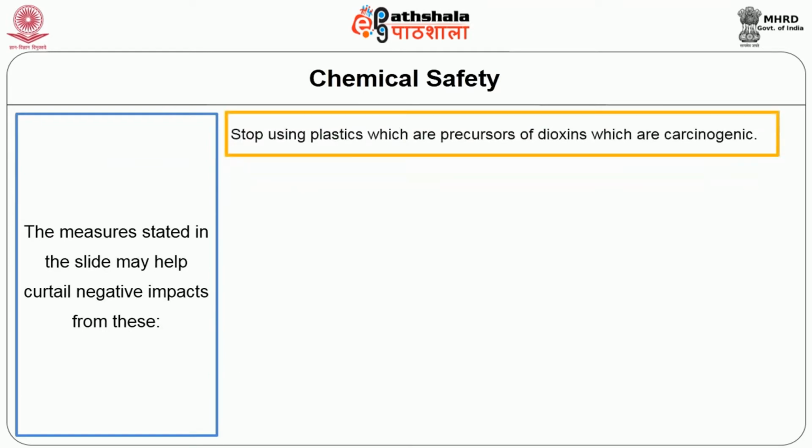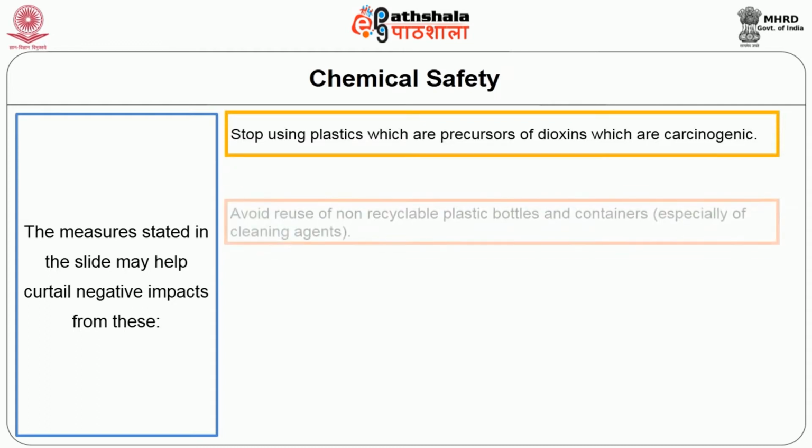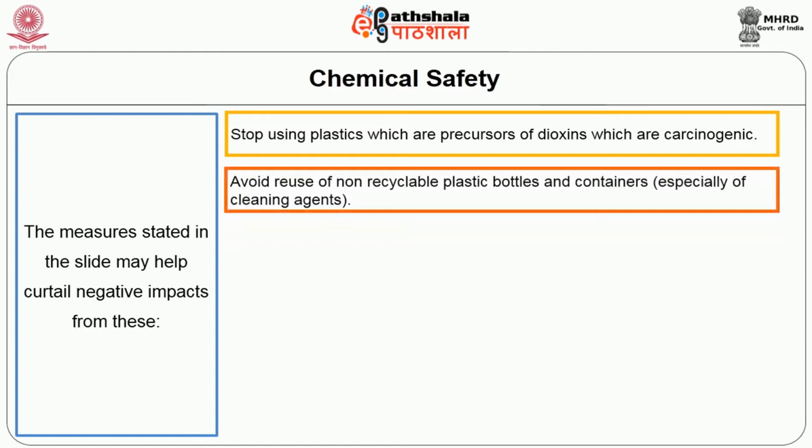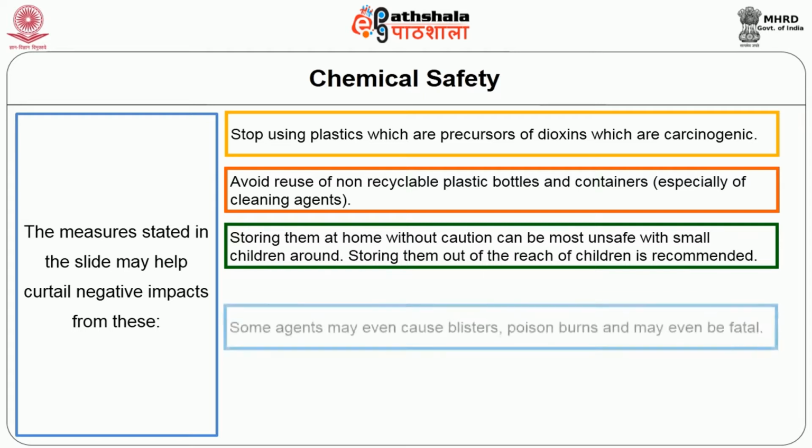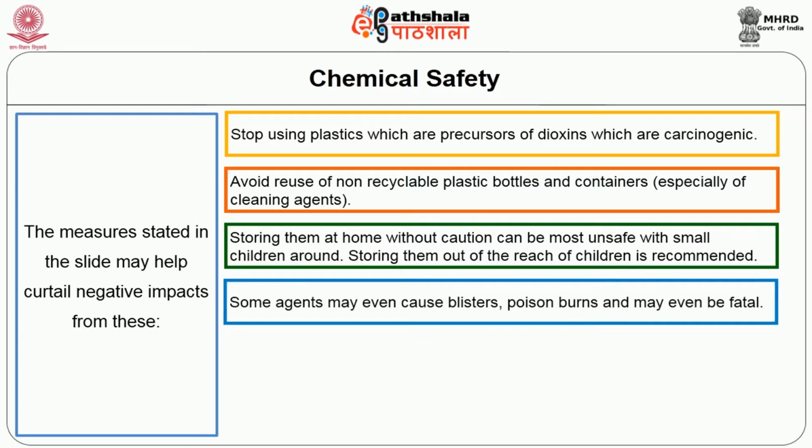Stop using plastics, which are precursors of dioxins, which are carcinogenic. Avoid reuse of non-recyclable plastic bottles and containers, especially of cleaning agents. Storing them at home without caution can be most unsafe with small children around. Storing them out of the reach of children is recommended. Some agents may even cause blisters, poison burns, and may even be fatal.